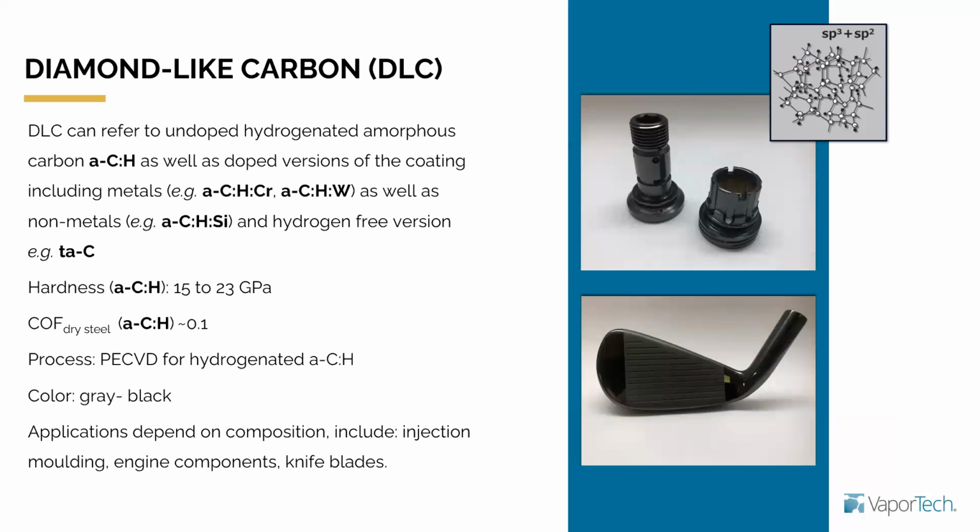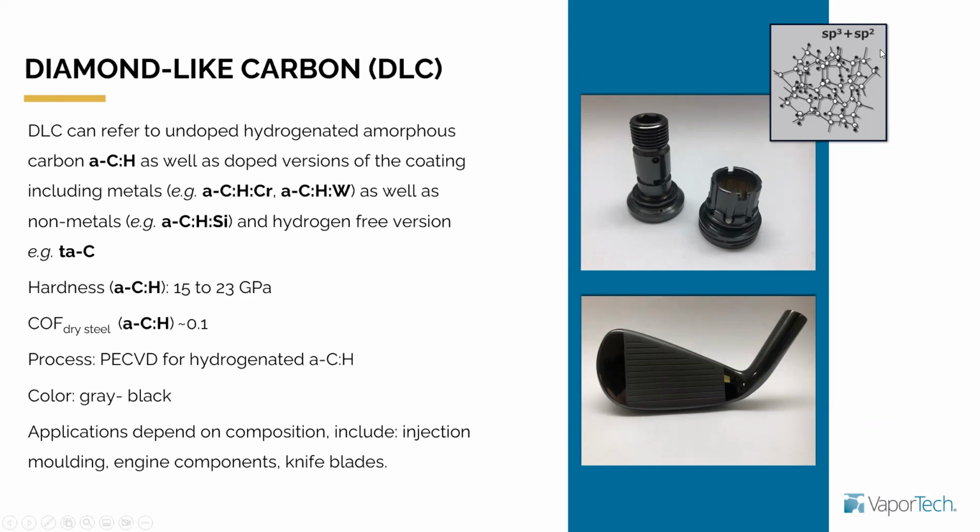So what you want to do with DLC is to create something that has some of the structure of the diamond, but retain some of those properties of the graphite as well, such as lubricity, low friction, and so on. So that's what I represent here on the top. Basically, it's trying to have a combination of the two types of bonding that happen in graphite and diamond. So sp3 is what is associated with diamond. sp2 is associated with graphite.